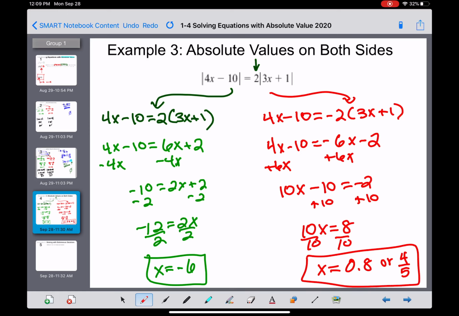I could plug back in to check to make sure that the left side is equal to the right side, and both of these are.